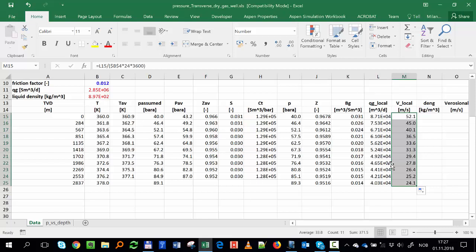Now, for those of you who took fluid mechanics, is that a high number or a low number? Very high. When we talk about liquid, it should be maybe 1, 2, 3 meters per second. And gas can go up to maybe 30, 35, but it's usually below that, between 15 and 30. So 50 is a very high number. That already gives you a trigger that you might have issues there.